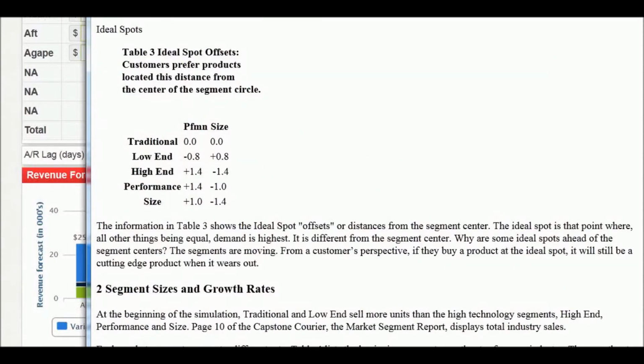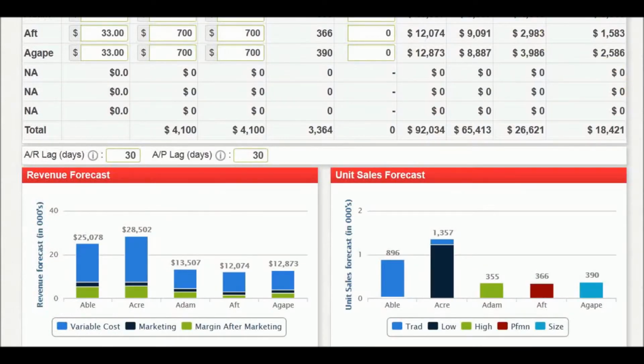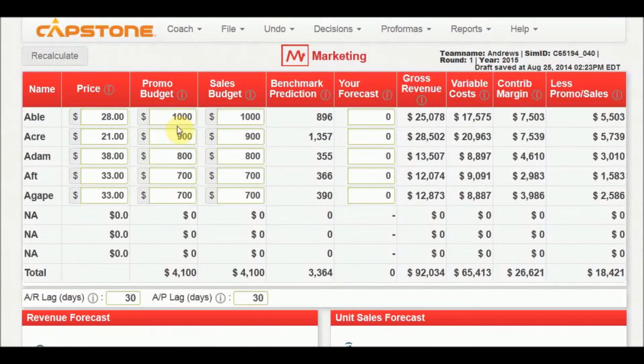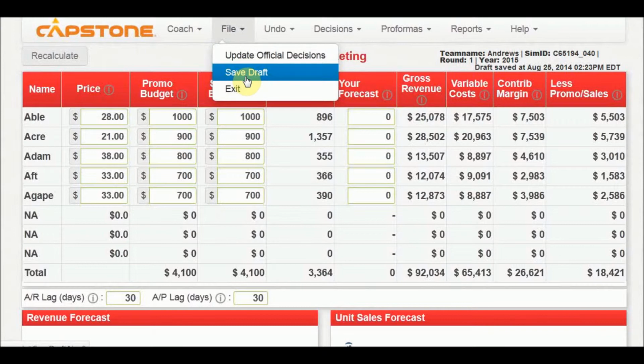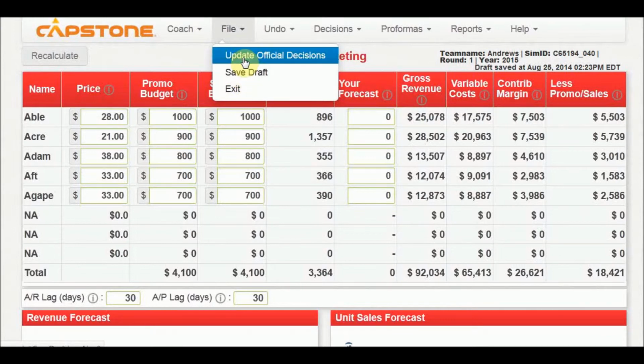So let's go ahead and call this video over, and hopefully this has answered any questions that you may have had if you were not comfortable with the simulation. When you are done entering your numbers, so let's say I have the screen up. Let's say I've entered in numbers in all of these areas. Come in here, go to File, Update Official Decisions. If you're not sure, save draft, and then when you're ready, update official decisions. After you hit update official decisions, let everybody know, and the next person in line will pick up the decision making process. And then when the round is over, we'll be able to look at everything and see how we did.